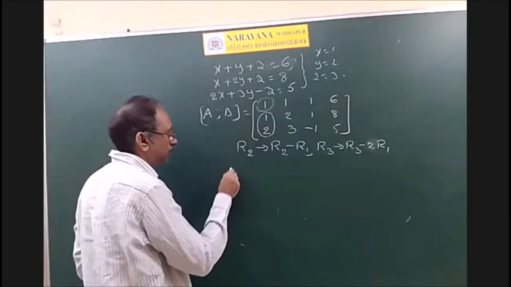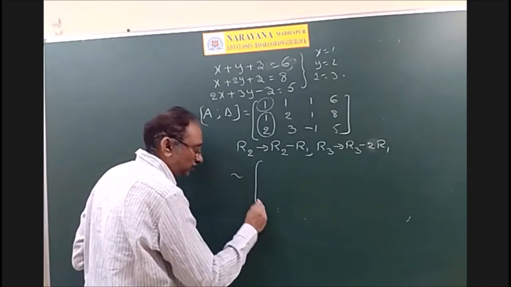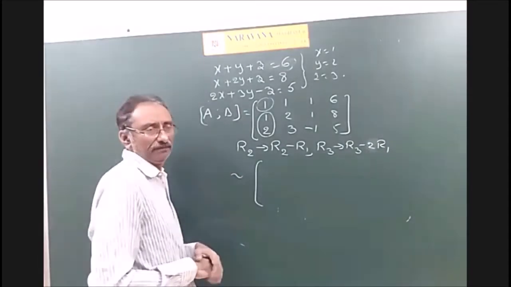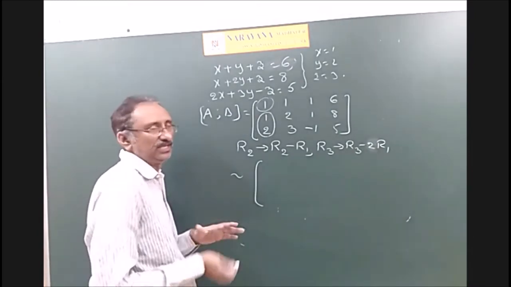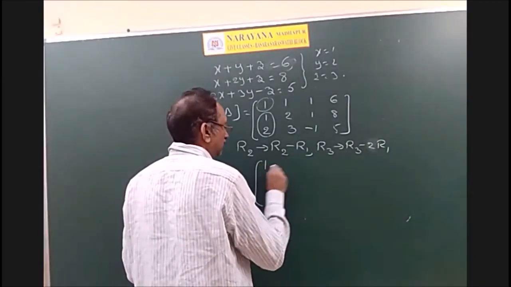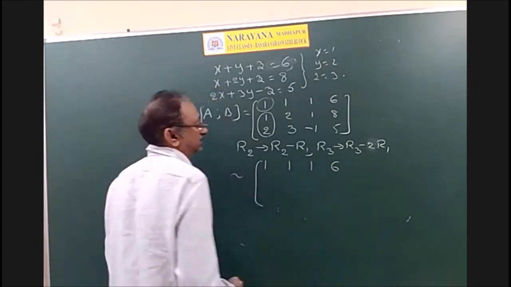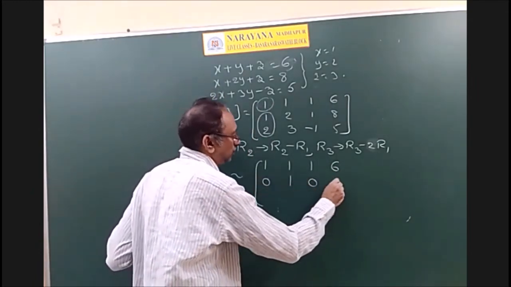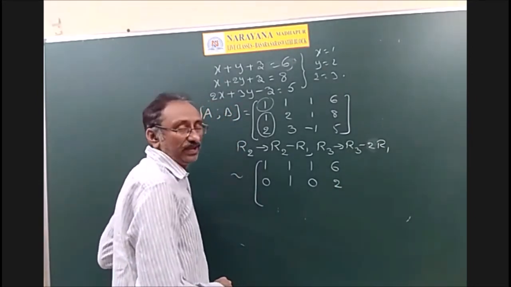And therefore, I can write like this. Don't put an equality sign because the matrix is changing, but they are equal matrices. Both have the same rank. So the first row is not changing: 1, 1, 1, 6. This is R2 minus R1: 0, 1, 0, 2. Then R3 minus 2R1.